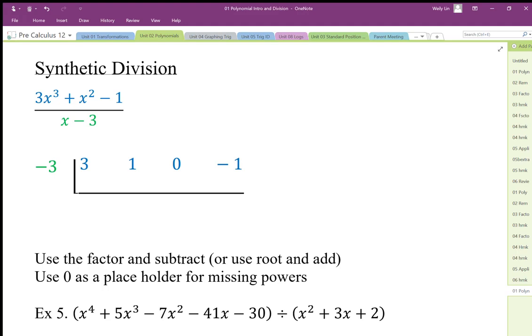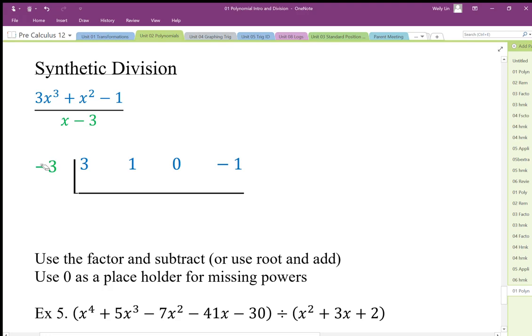It's more efficient. So here, the way it works is that we're just going to take the coefficients and then we're going to take the root. Okay, so when we divide, some people like to use the root. I use the factor -3. Some people use the root. If you use the root +3, okay, we have to add.